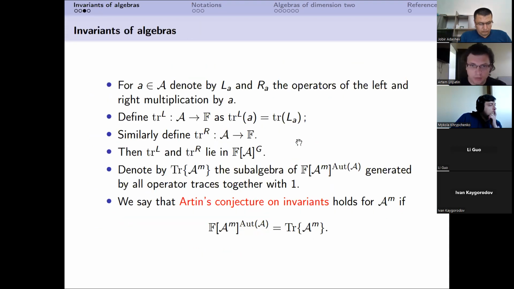Yes, okay. Once again, what is the story of this Artin conjecture? At first, it was for matrices.